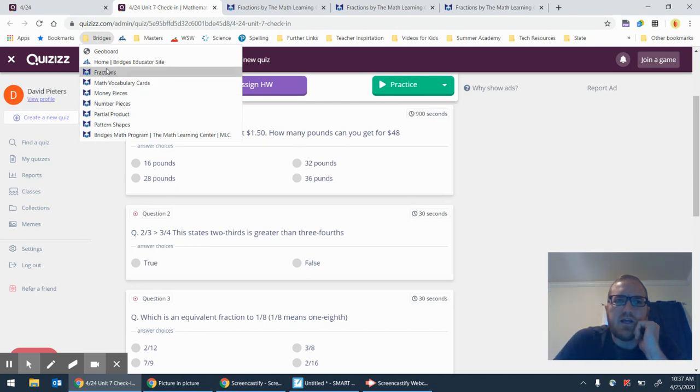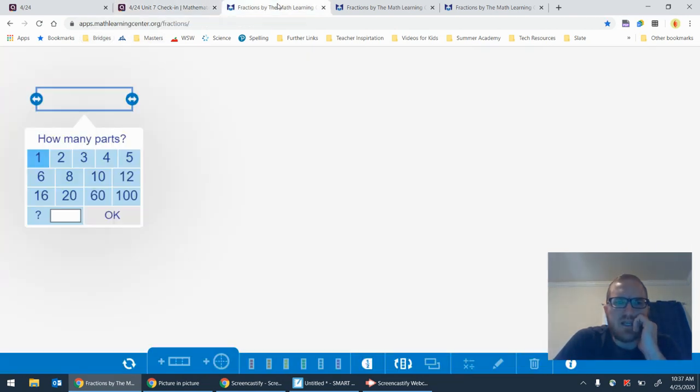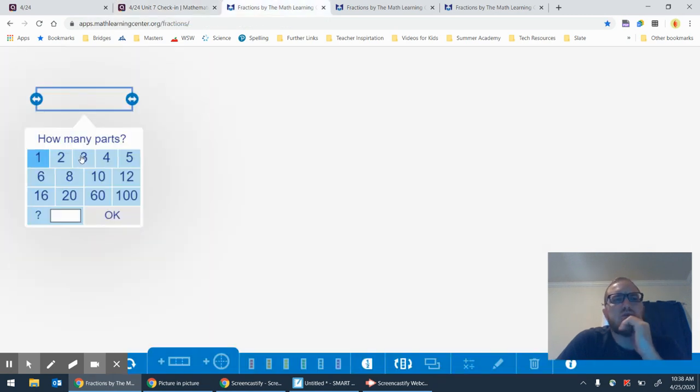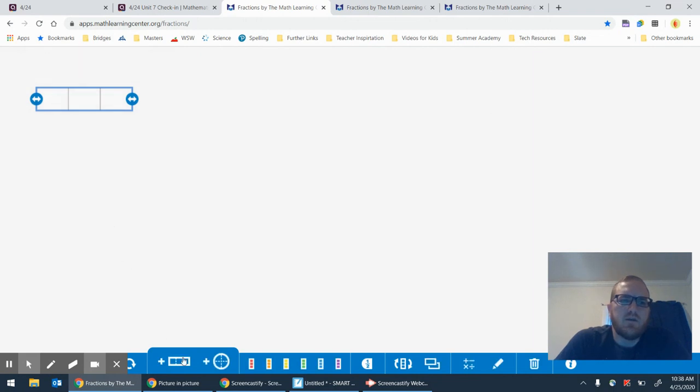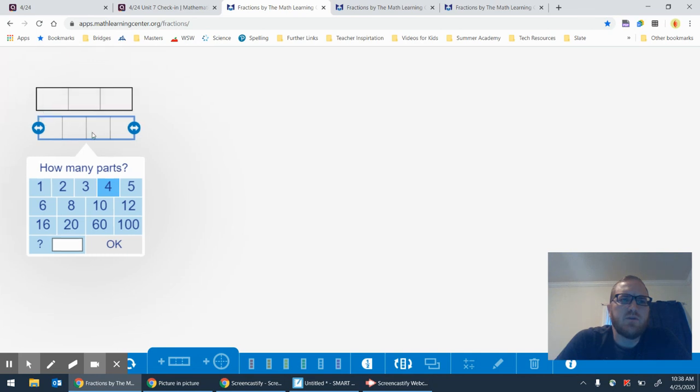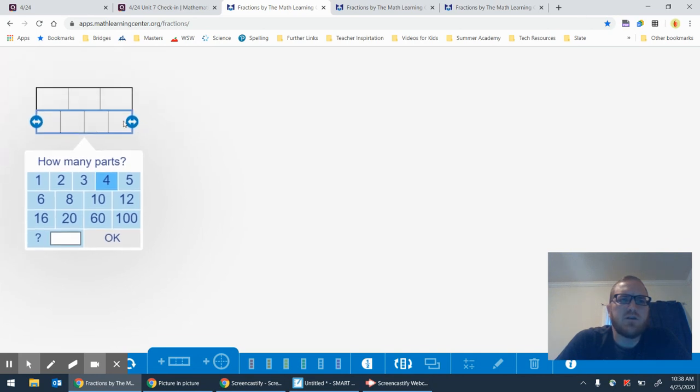Okay, and so you're going to click on your fraction one. And I've got one up already for us. So to show you how to do it, we said in our problem, 2/3 is greater than 3/4. We're going to build 2/3. So how many parts does it have total? It has 3 parts. And then we're going to build another one that we said, 3/4. So we need fourths and thirds.